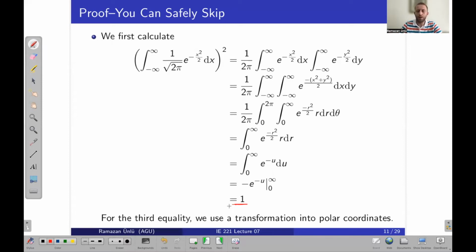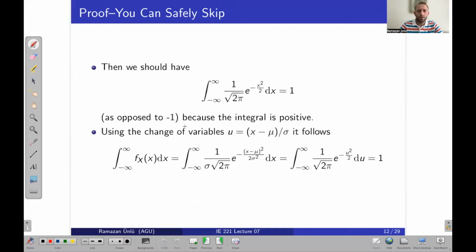So that's why this PDF is a proper probability density function. Again, this is similar to this one. We just continue to here, so you can again safely skip this part, but you can be sure that the given PDF is a proper one.